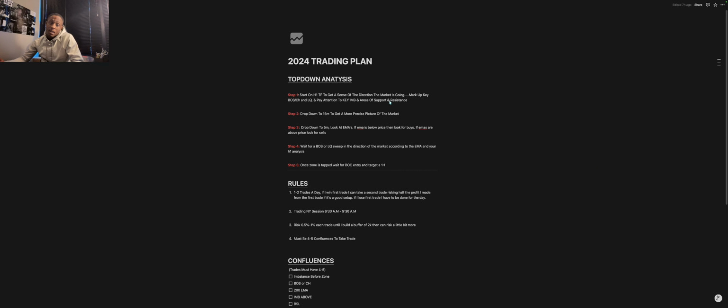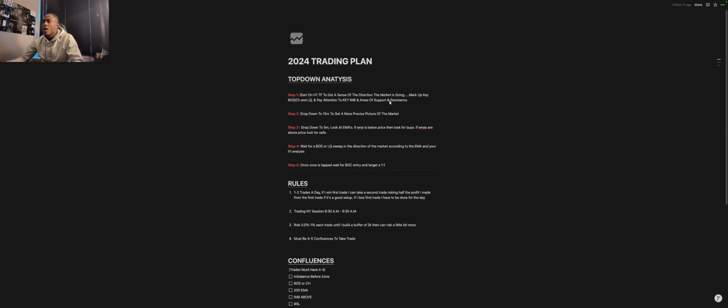And then step three, I drop down to the 5-minute. I look at the EMAs. If they're below price, then I look for buys. If the EMAs are above price, I look for sells. And then for step four, I wait for a breaker structure or liquidity sweep in the direction of the market according to the EMAs and also my higher time frame analysis, which is what I got from step one.